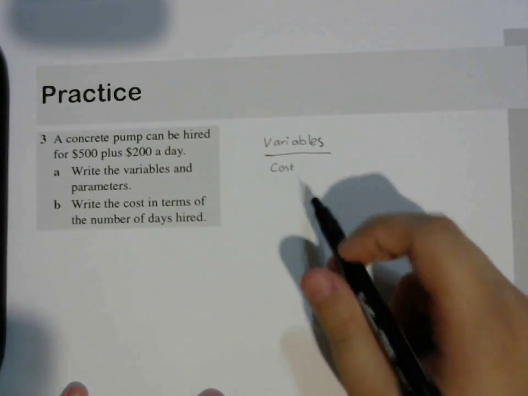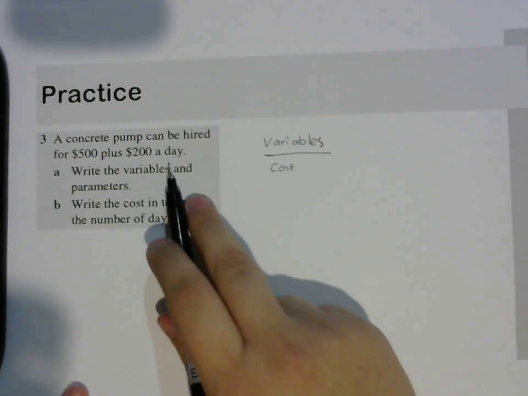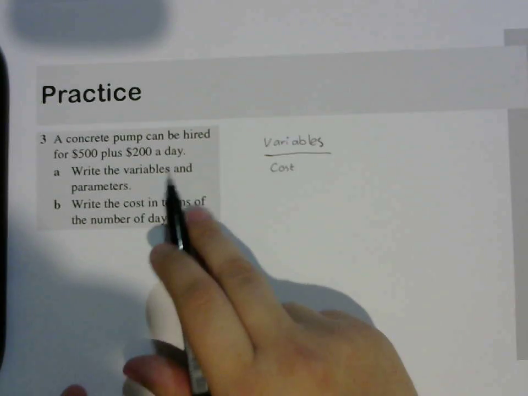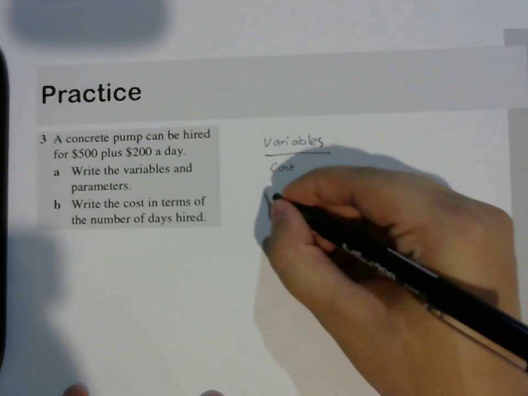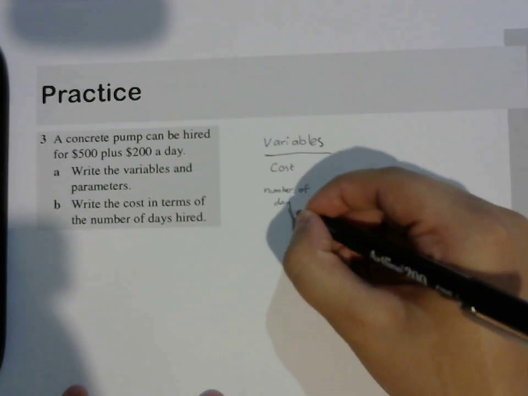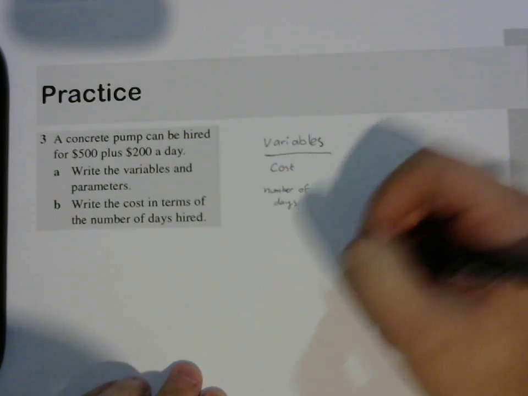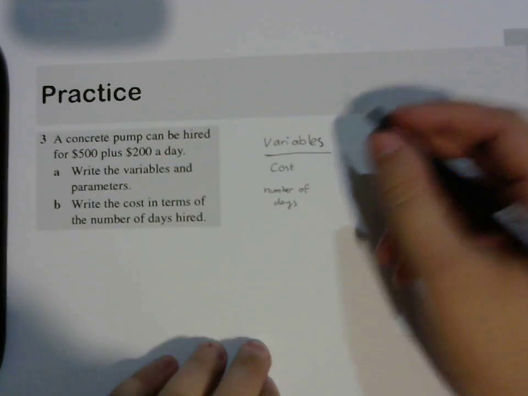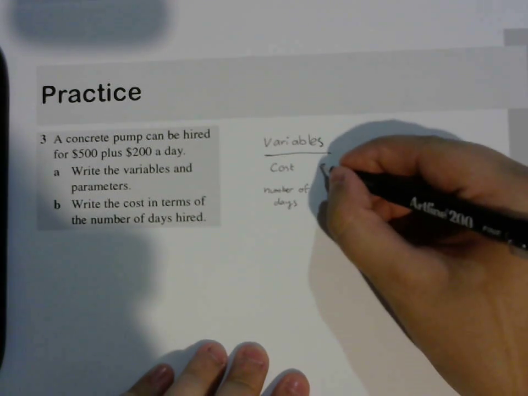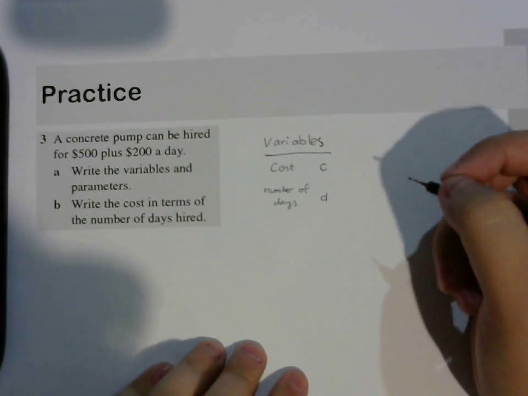Now the second variable, the second quantity that I can change, is the number of days for which I'm going to hire my pump. I could hire it for 1 day, I could hire it for 2, I could hire it for 20. So my other variable is the number of days. And we assign variables a letter value just to make writing our equations a bit simpler. So I might make my cost C, I might make my number of days a D for days.